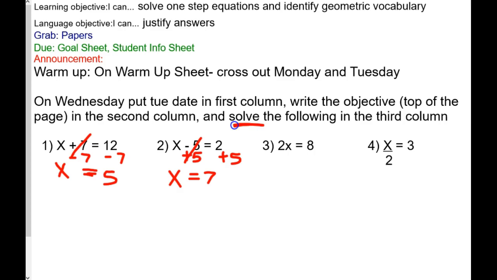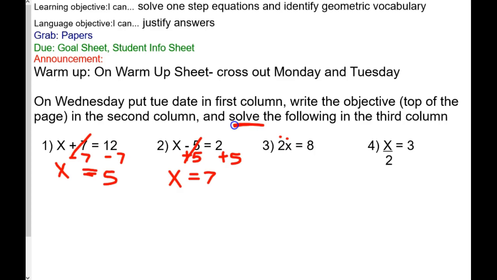Number 3, I have a 2 and an x. Now, 2 and x have nothing between them. So what does that mean? That means they're being multiplied. Now, real quick, I wanted to see if you know the names of these terms. So the 2, what do you call that number in front of that letter? There's a name for that thing. Starts with a C. Coefficient, okay? So if a number is in front of a letter, okay, coefficient, what's the letter called? Starts with a V. It's a variable, okay? So coefficient is this, variable is this, okay?